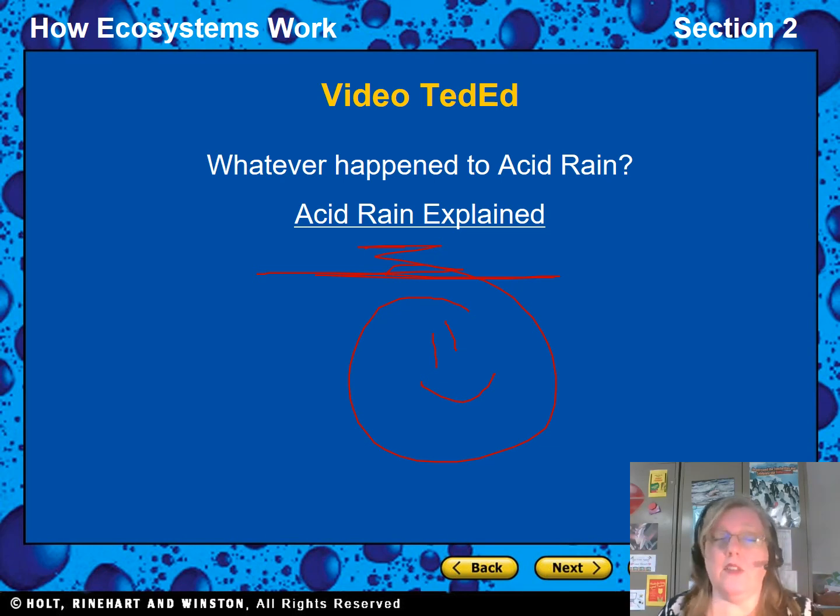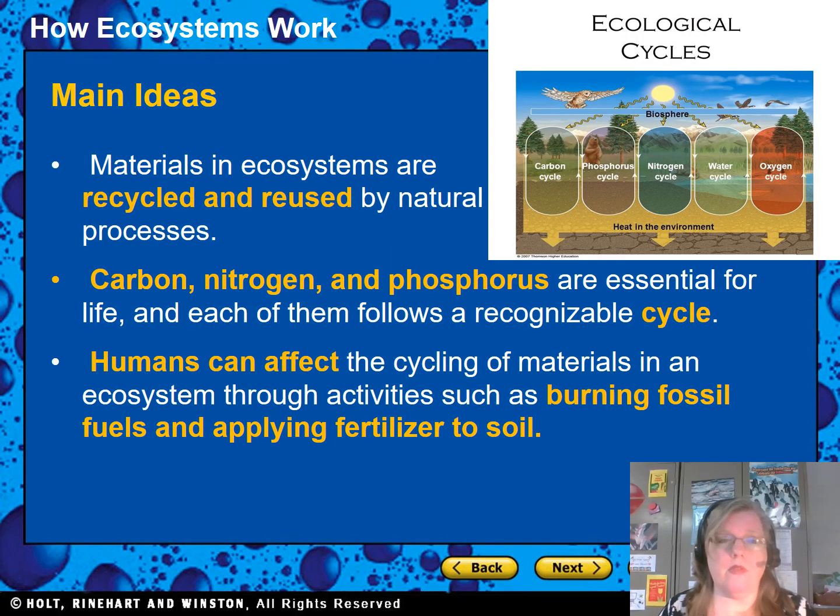Okay, so this is another good video for you, all right, to help you understand the material in the chapter. All right, so here's our main ideas that we've covered today. Okay, the materials in the ecosystem are recycled and reused by natural processes. Carbon, nitrogen, and phosphorus are all essential for life, and each one of them follows a recognizable cycle. Humans can affect the cycling of material in the ecosystem through activities like burning fossil fuels and applying fertilizer to the soil. Those are the main things we do that affect the cycles.